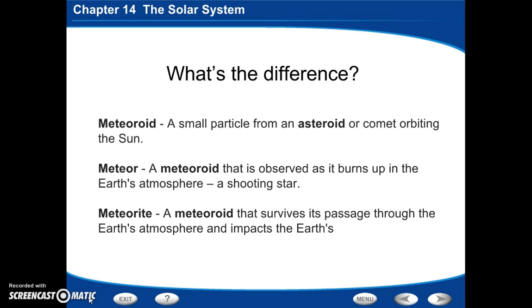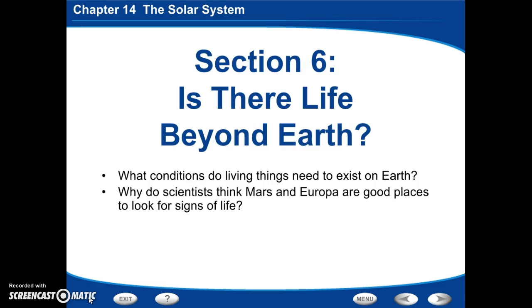A meteoroid, a meteor, and a meteorite. What's the difference? A meteoroid is a small particle from an asteroid or comet orbiting the sun. A meteor is a meteoroid that is observed as it burns up through the atmosphere. It's like a shooting star. And a meteorite is a meteoroid that survives its passage through the atmosphere and actually hits the face of the Earth.